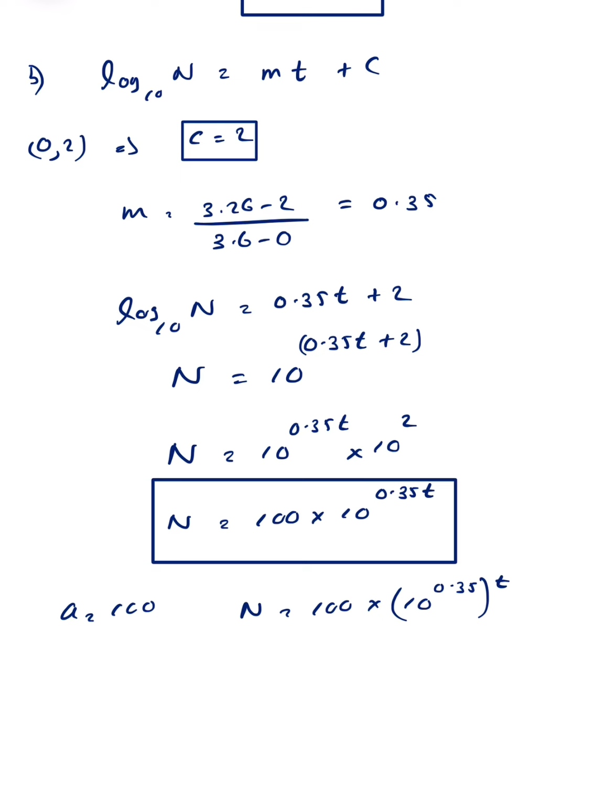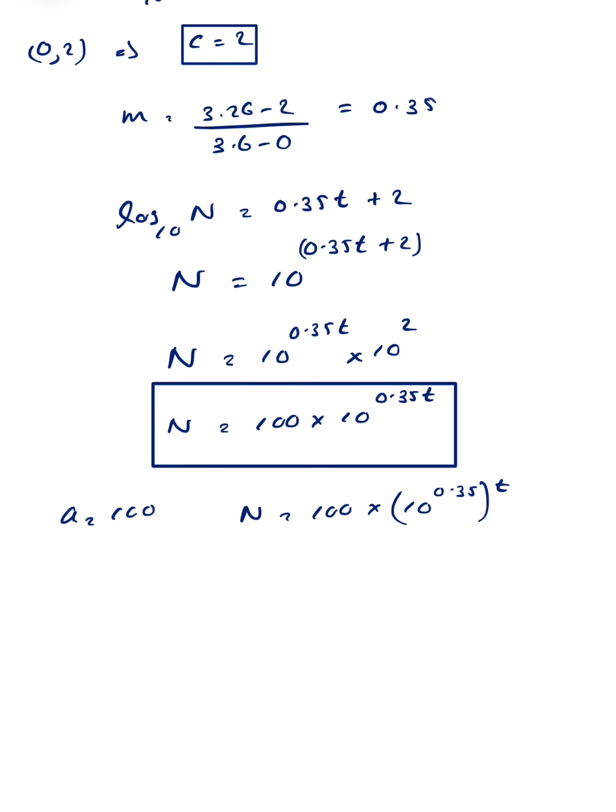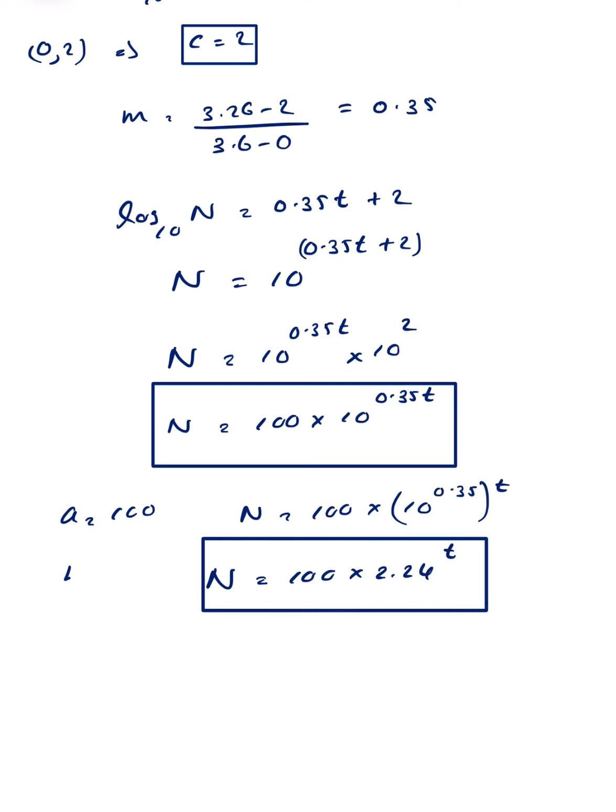Once again, application of index laws. So now what is 10 to the power of 0.35? That has to be 2.238. So I'm going to write to 3 SF: n equals 100 times 2.24 to the power of t. That gives me b equals 2.24. Part C, they want b to 2 decimal places, so we just found that.